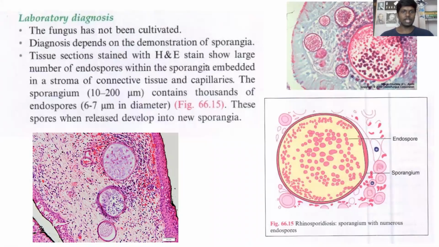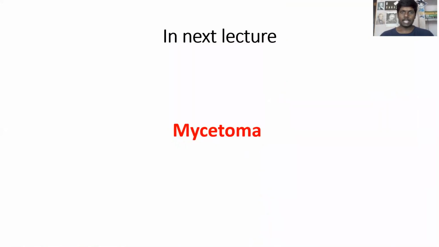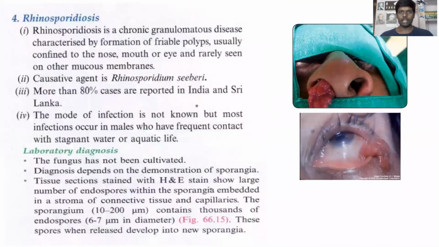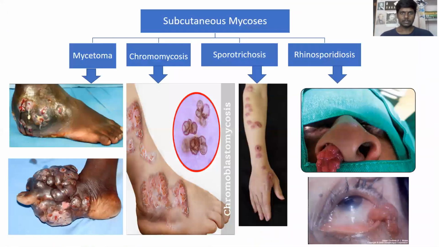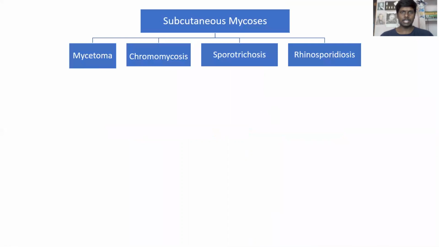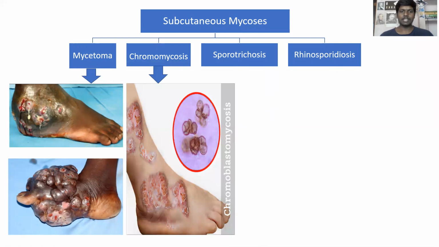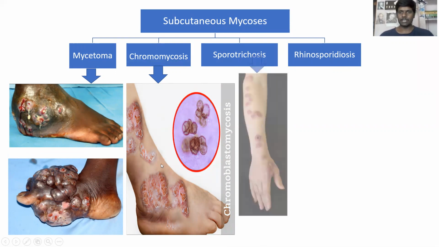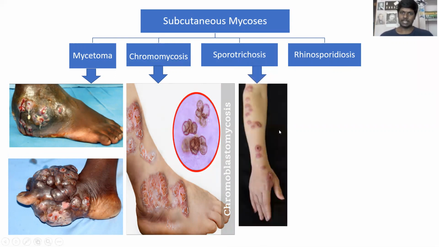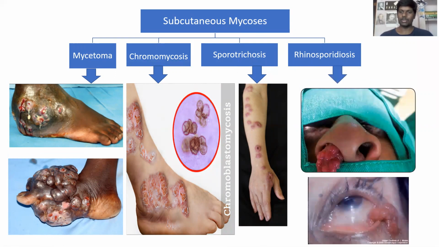So this is all about your subcutaneous mycosis. And in the next lecture, we will see about mycetoma. So a quick review of today's lecture. In subcutaneous mycosis, we have 4 types: mycetoma, chromomycosis, sporotrichosis, and rhinosporidiosis. So first, chromomycosis. Chromomycosis presents as nodular, warty, cauliflower-like structures on the skin, a cutaneous infection. Then sporotrichosis, where nodules present along the lymphatic vessels, seen mostly in farmers, and rhinosporidiosis, which is an infection of the nose and eye.